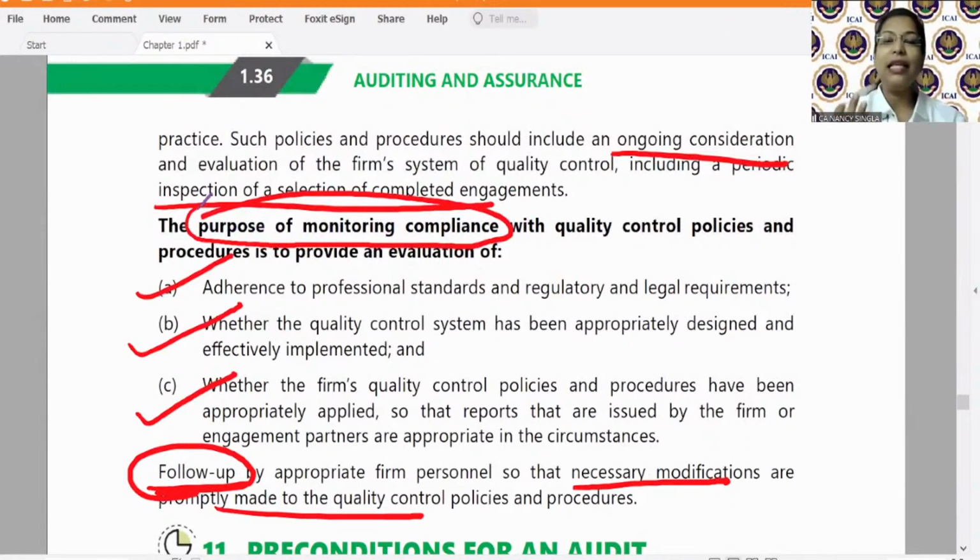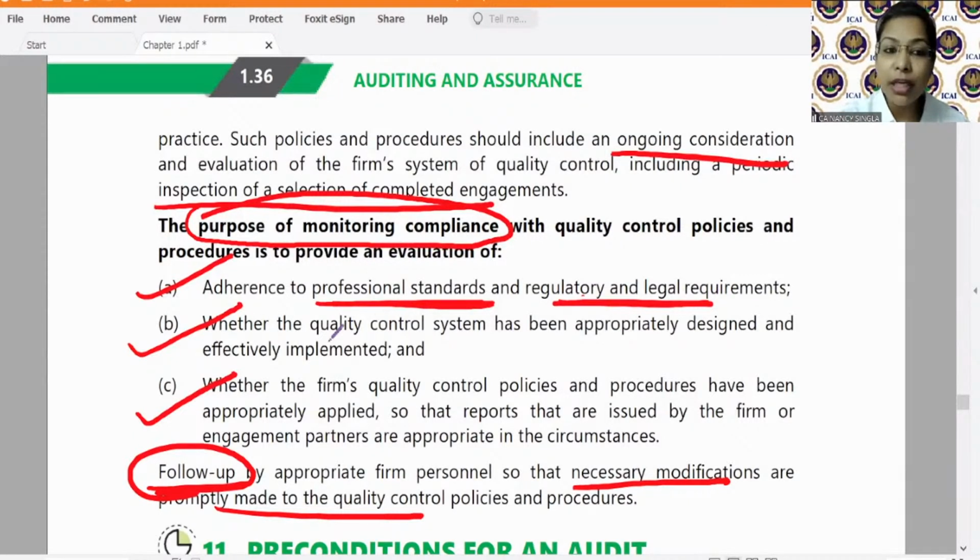So why there needs to be policies and procedures with respect to monitoring compliance. If ongoing the partners in the firm are checking whether the policies and procedures have been followed, and if they are doing the periodic inspection of the completed engagement, they will be able to know whether the professional standards, the standards on auditing or on review engagements, whatever is the engagement, and the legal and regulatory requirements, have been met or not.